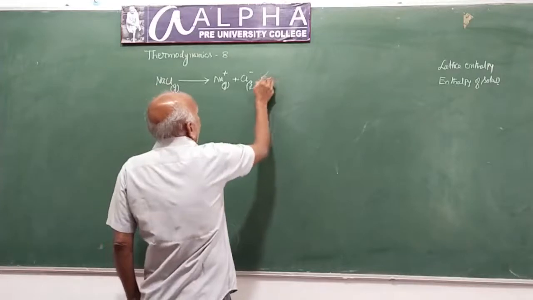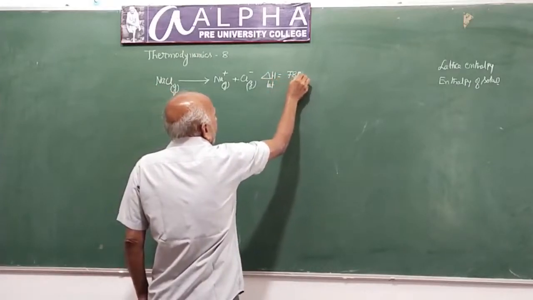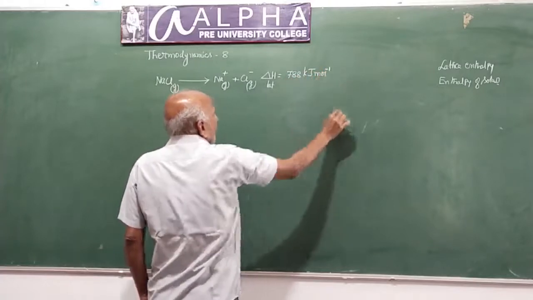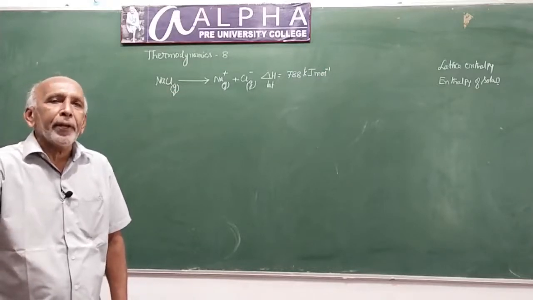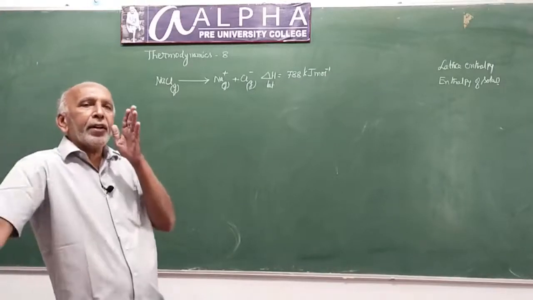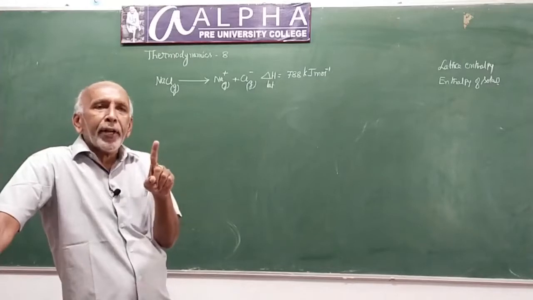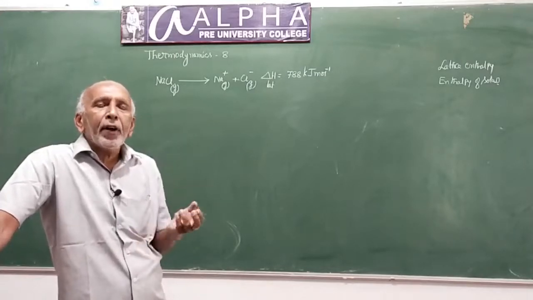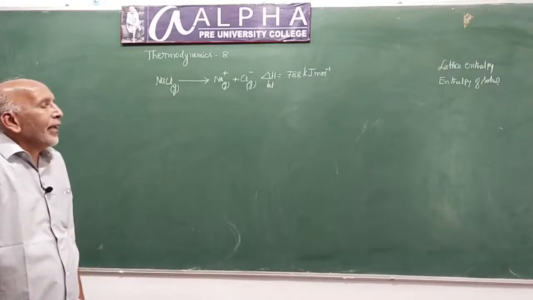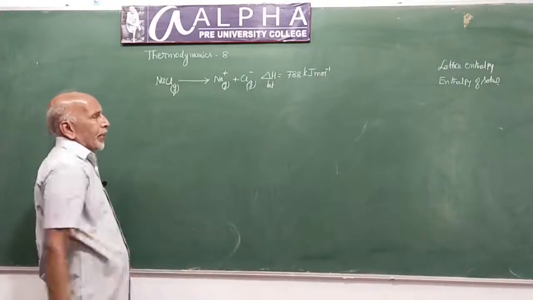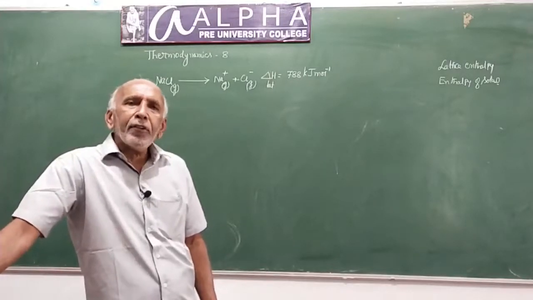The enthalpy change taking place here is known as lattice enthalpy, and of course it is 788 kilojoule per mole. 788 kilojoule per mole is the lattice enthalpy of sodium chloride. That means 788 kilojoule per mole of energy is required to break 1 mole of gaseous sodium chloride into its constituent ions of sodium and chloride. This is regarding lattice enthalpy. Even if you consider the reverse reaction, in such case delta H will be minus 788. That is also known as lattice enthalpy.